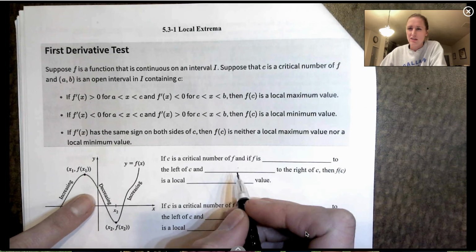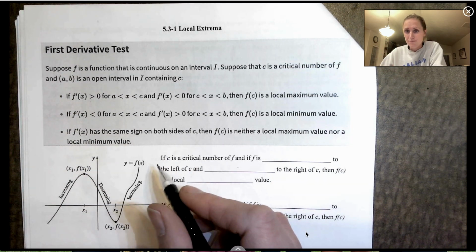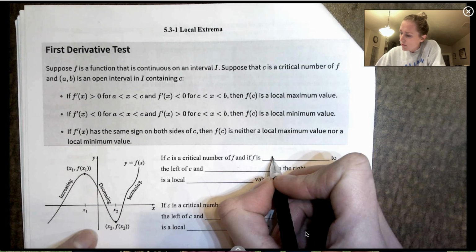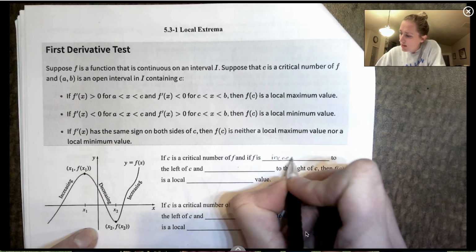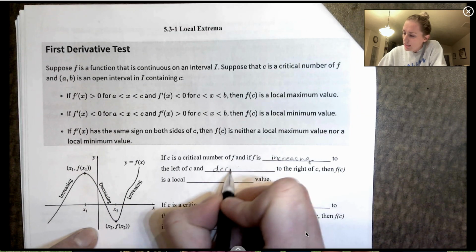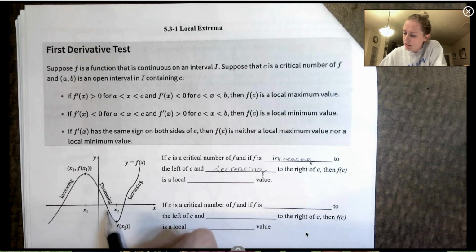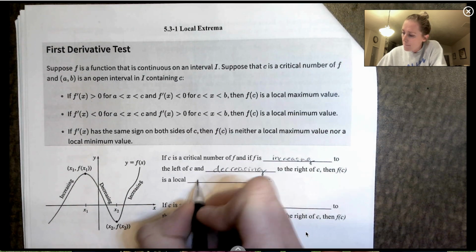So I'm going to phrase this in a little nicer language. We're going to say, if we have a critical number c, and f is, we'll start with this one, increasing to the left and decreasing to the right. So if we look at this, increasing to decreasing, that becomes a local maximum.